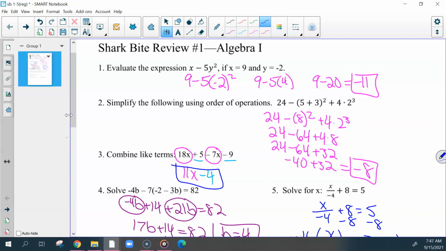The second one, if I do my math correctly, should have gotten -8 as a final answer. The exponents, you really could have done one and then the other, or both at the same time once you got to that step.